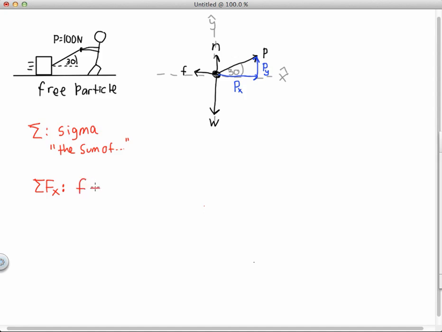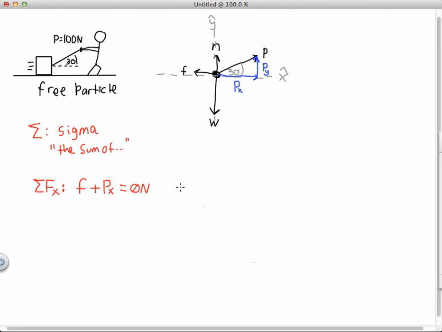F plus P sub x. That's adding them together. Now, the actual values may be positive or negative. I'm not going to worry about that right now. I just want to write that in there. And since this block is not accelerating in any direction, including the x direction, the forces acting in the x direction must add up to 0. So those forces equal 0 newtons. And once again, I put that little slash in there just to denote that that's a 0 and not an O.